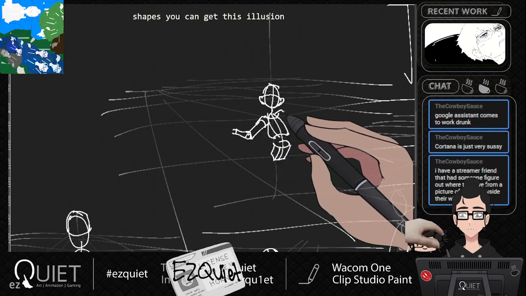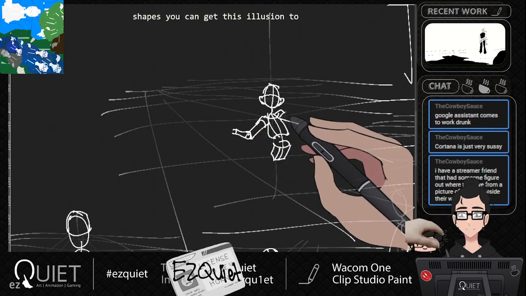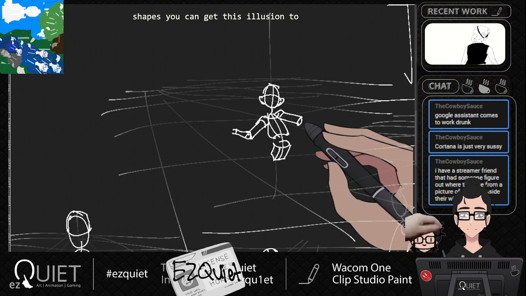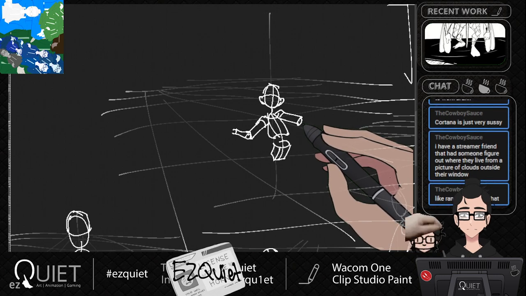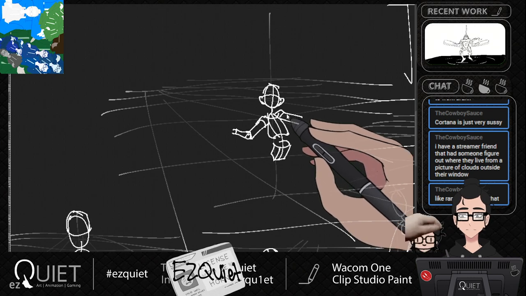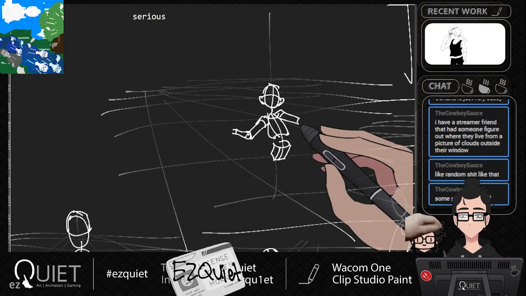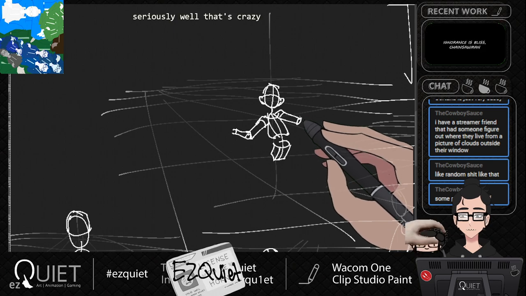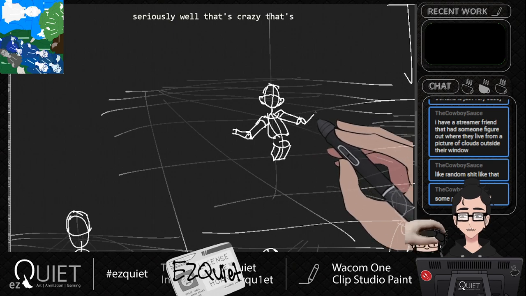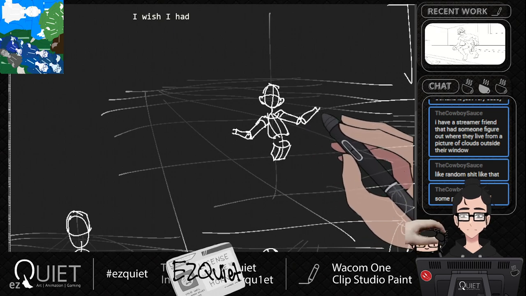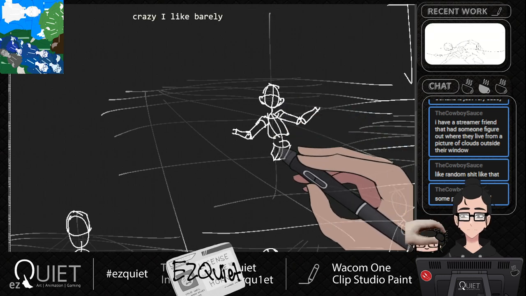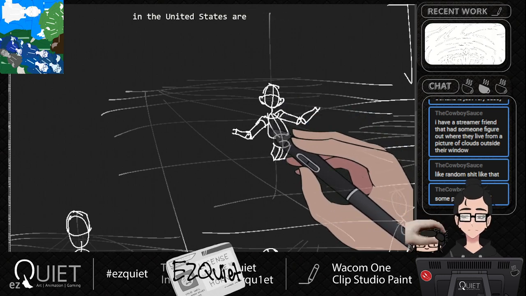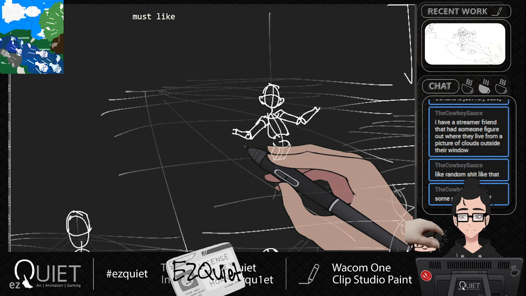This streamer friend had someone figure out where they live from a picture of clouds outside their window. Random shit like that. Seriously? That's crazy AF. That's insane, dude. I wish I had that power. That sounds kind of crazy. I barely know where half the states in the United States are. Yeah. This person must really know their shit. That's pretty insane. Yo, I heard about that.